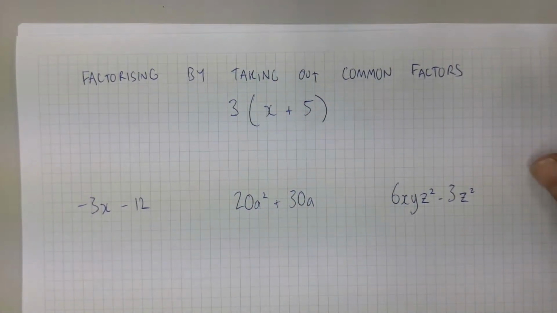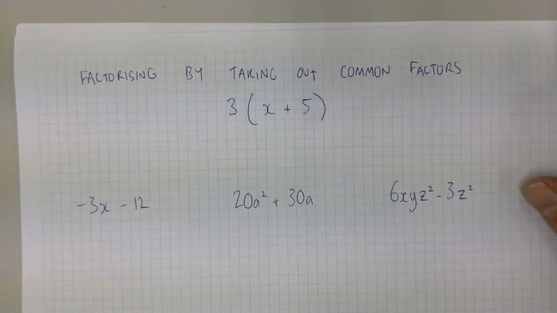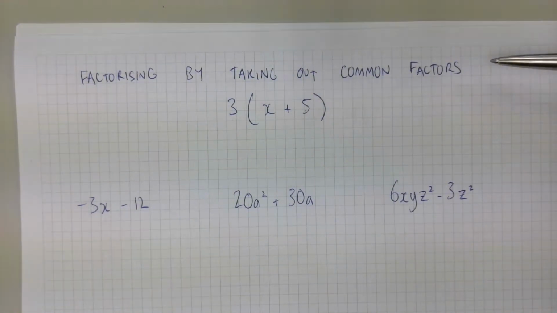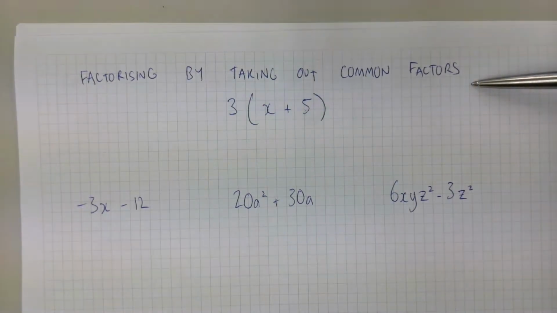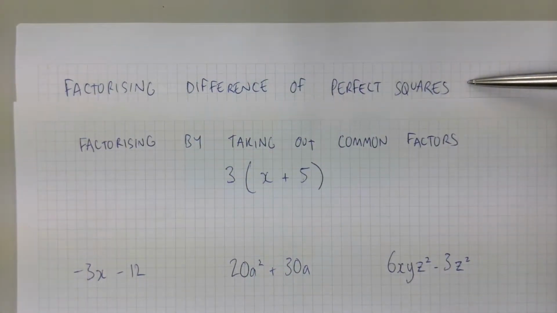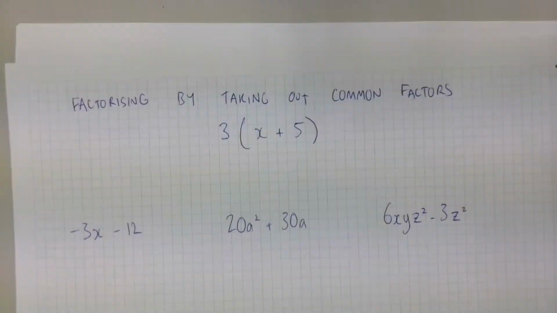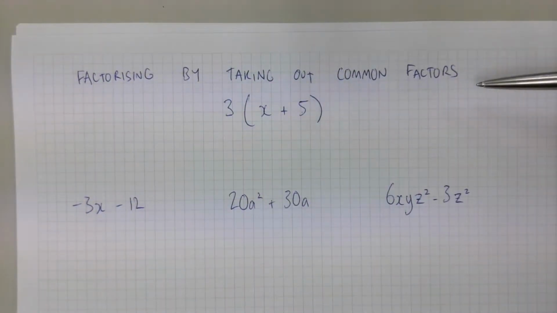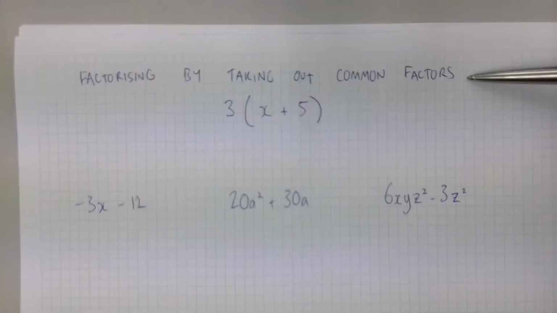Hi guys, today's video I'm just going to go through a few examples on factorising. I'm going to show you two types in this video. So factorising by taking out common factors and also factorising difference of perfect squares. The first thing you should always look for when you're factorising is common factors.